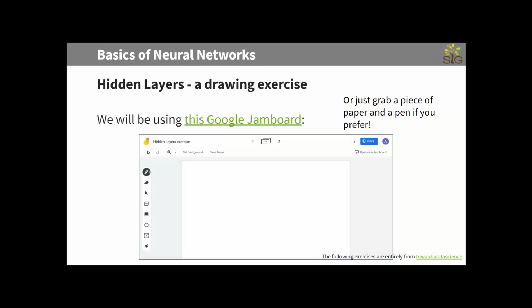And that's why today we're gonna do something more hands-on. I hope this is going to be fun. We can use this Google Jamboard, or if you prefer, you can just grab a piece of paper and a pen. But we'll be doing a drawing exercise. So I'm gonna post the link here in the chat and see if everyone can join this Google Jamboard. But if you prefer, you can just use a piece of paper and pen for drawing.